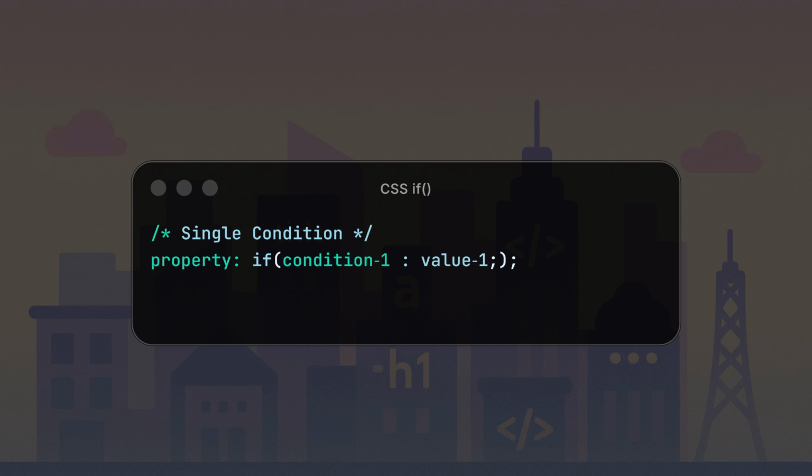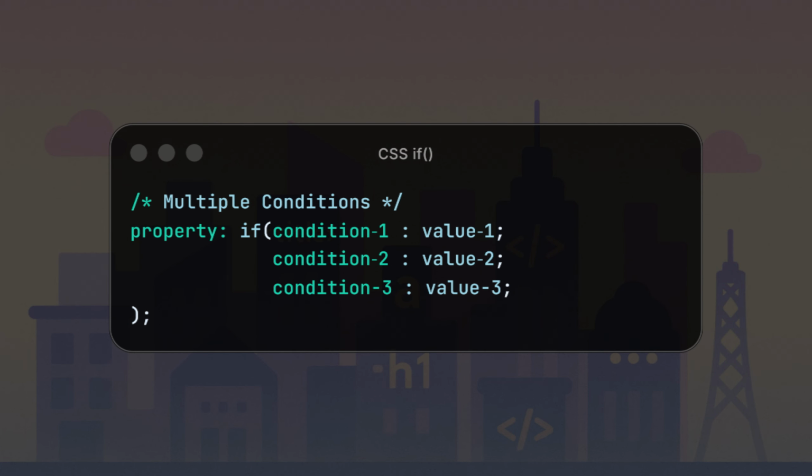A single condition is a single decision. Basically, if condition 1 is true, then we'll make our property value equal to value 1. We can expand on our decision making though by having multiple conditions. In this example, we have 3 conditions and 3 values. If condition 1 is false, then the system checks if condition 2 is true, and if it is, value 2 is applied. But if condition 2 is false, then we move on to condition 3 to see if it's true. If it is, then value 3 is applied, but if it is not, then none of our values are applied.